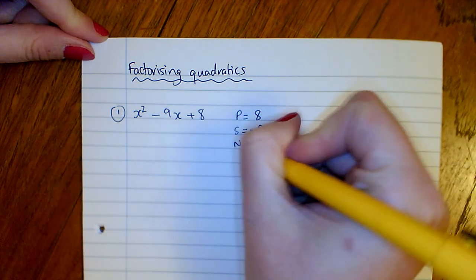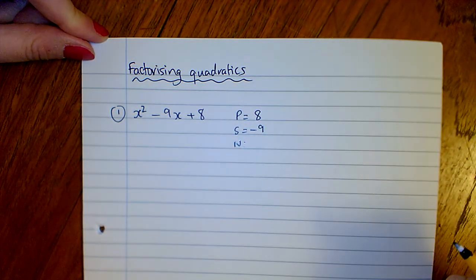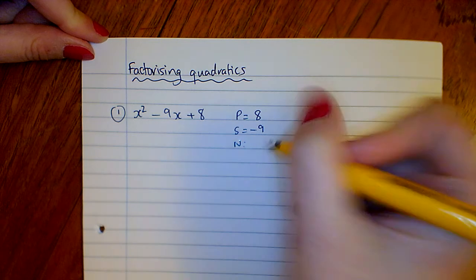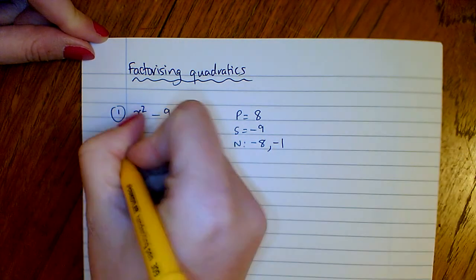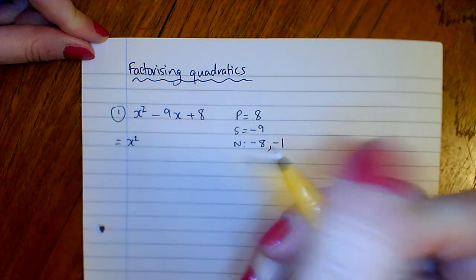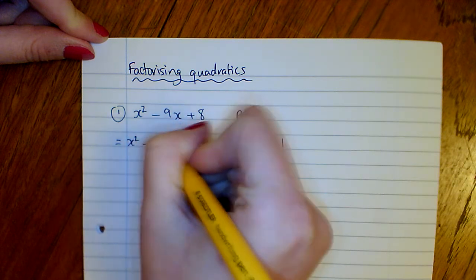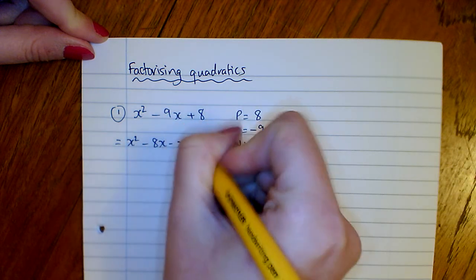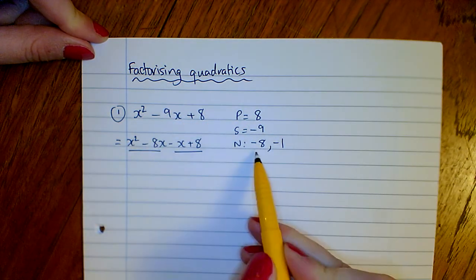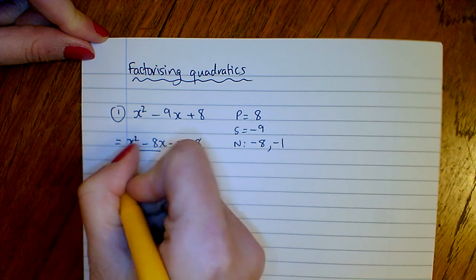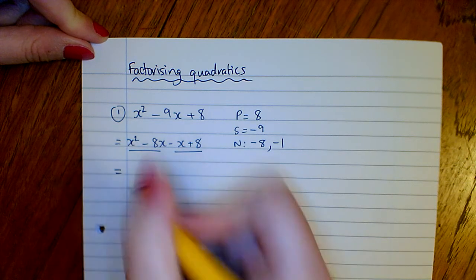So that's minus 9. We want to think of two numbers that multiply together to give us 8, add to give us minus 9. So that's minus 8 and minus 1. Then remember, we'll want to rewrite the equation and replace the minus 9x with the minus 8 and the minus 1. And it doesn't matter what order you put them in.